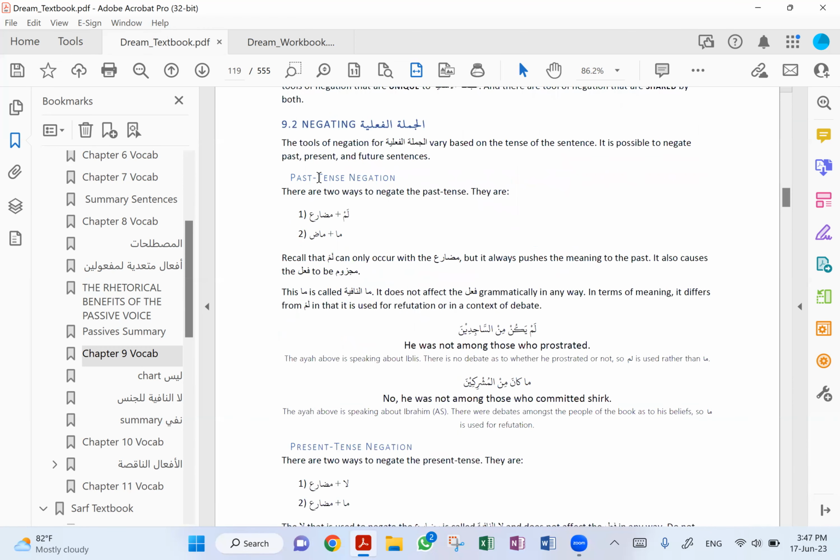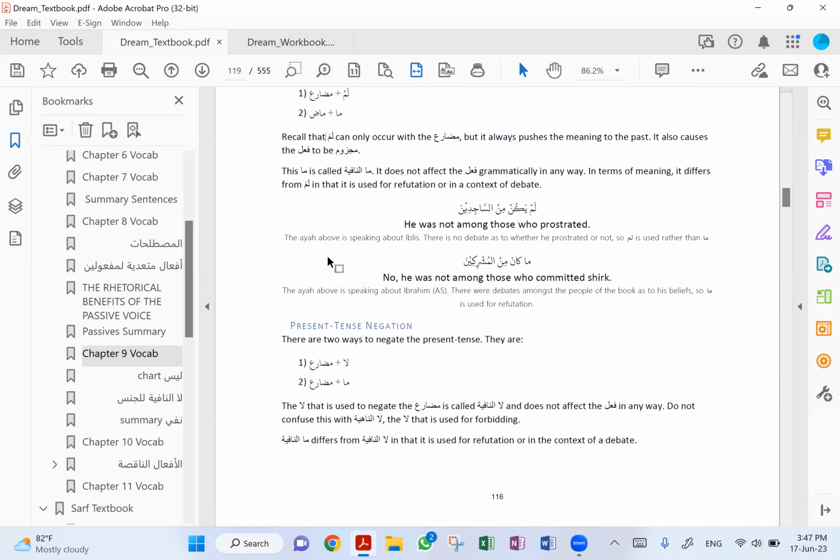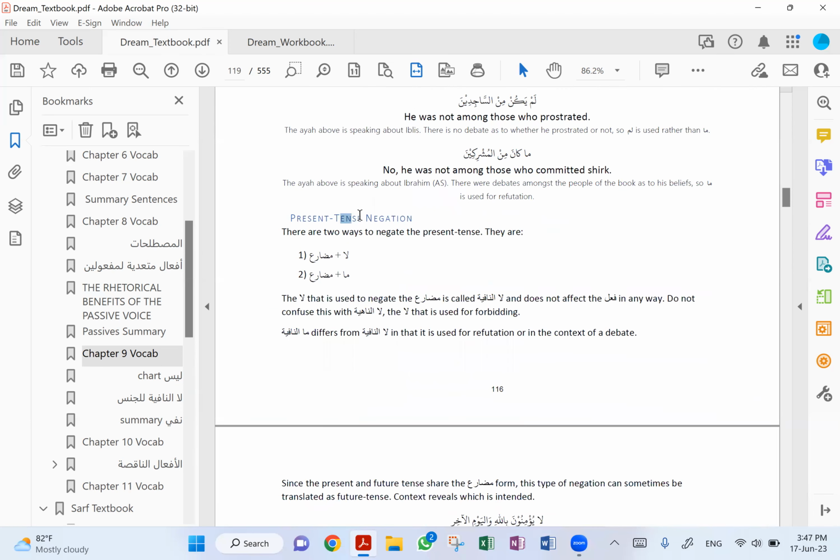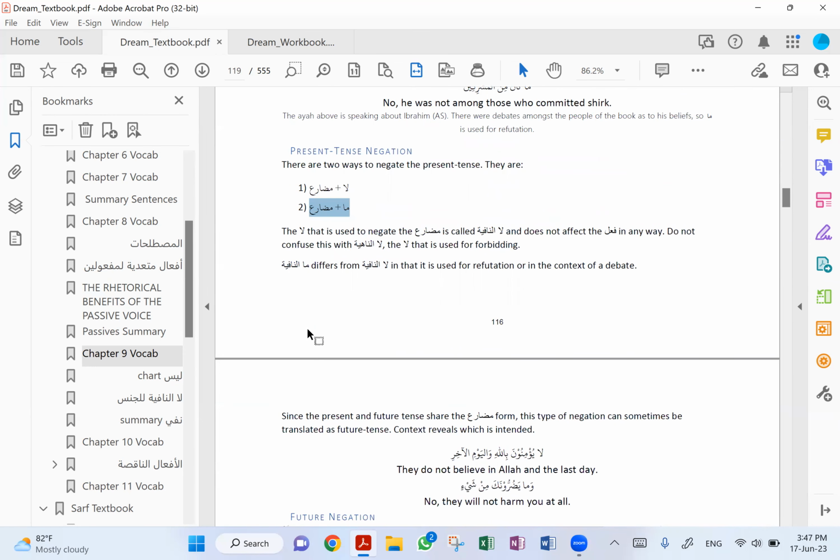So yeah, you can see when you're negating past tense, you only have lam plus mudari', ma plus madi. Okay. And of course, this one makes the mudari' majzoom. That's basically it. And then when you're dealing with present tense, it's going to be la plus mudari', ma plus mudari'. La yadhabu, ma yadhabu. Simple. Nothing to it.